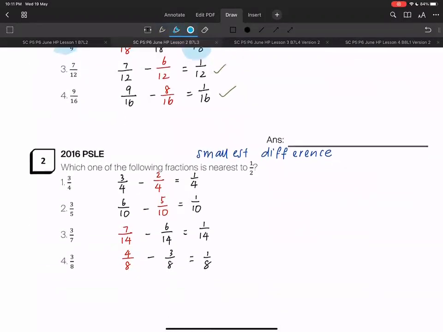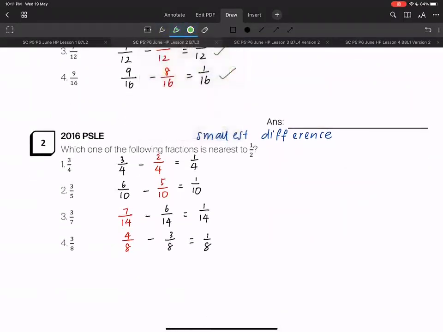Similarly, for question 2, nearest to half, which of the fractions forms the smallest difference? Okay, half is 2/4. So 3/4 minus 2/4, we get a difference of 1/4. Half is 5/10. 6/10 minus 5/10, we get 1/10. Half is 7/14. 7/14 minus 6/14, we get 1/14. Half is 4/8. 4/8 minus 3/8, we get 1/8.